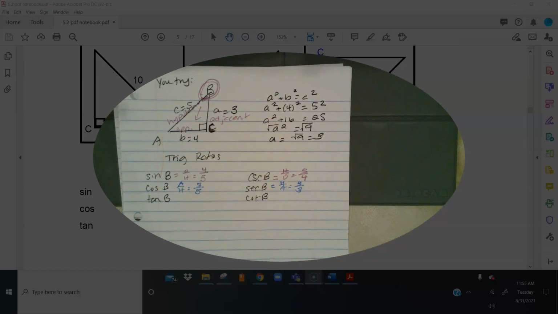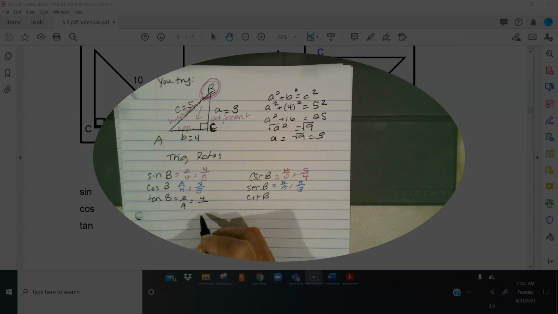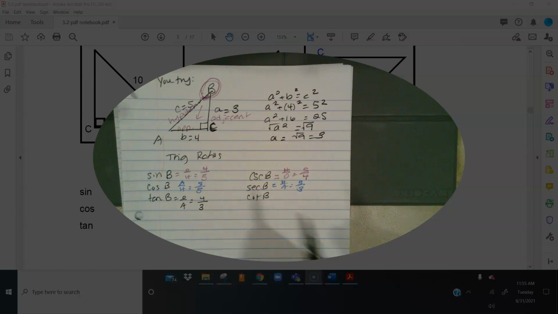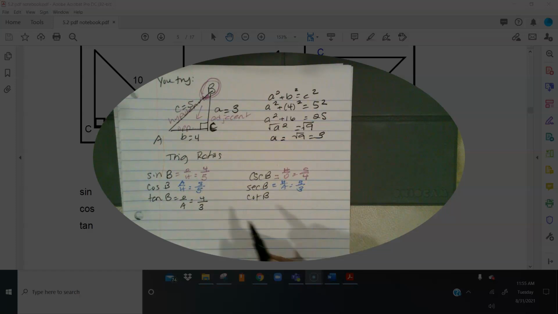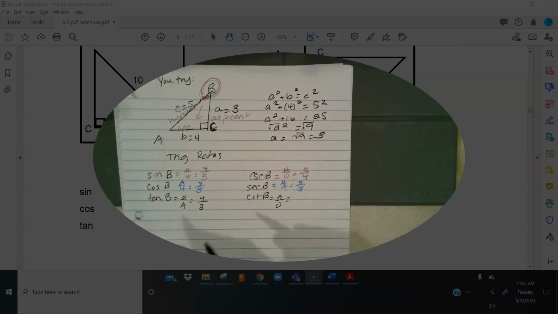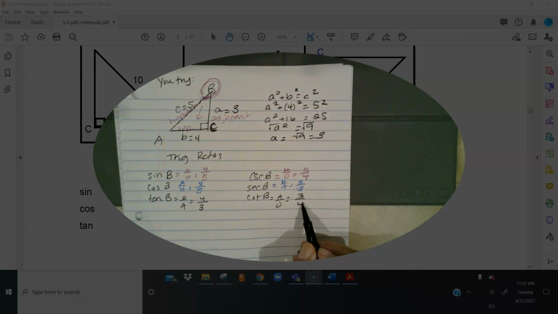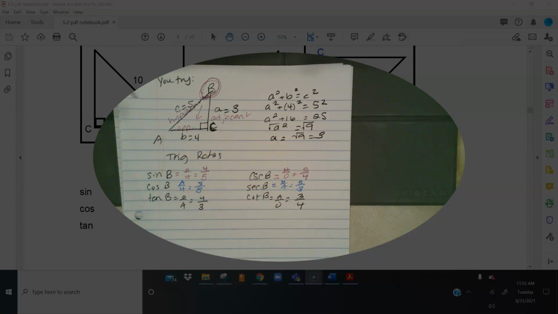The last ratio is tangent. Tangent is opposite over adjacent. The opposite side was 4. The adjacent side was 3. So 4 to 3. And notice that that is the numerator for sine and cosine. We'll talk about that a little bit later. And then cotangent is the adjacent side over the opposite side. It is the reciprocal for tangent, so 3 over 4. All of these were whole numbers. Everything's rational, no rationalizations necessary.